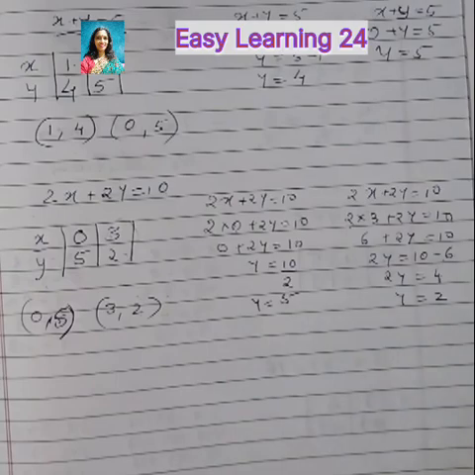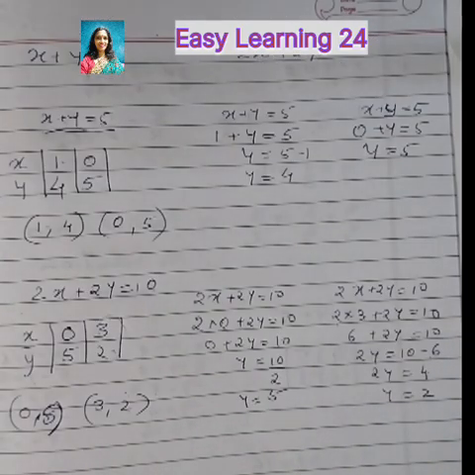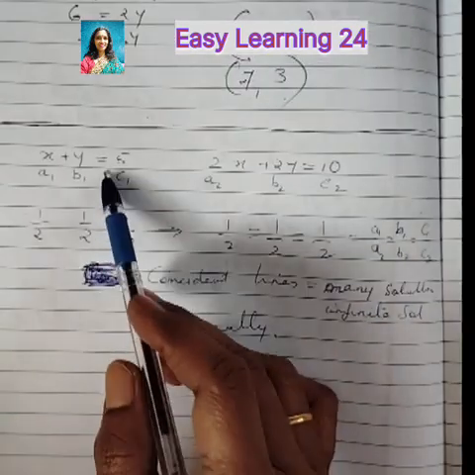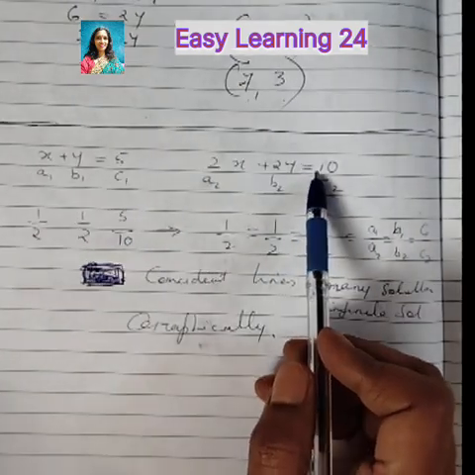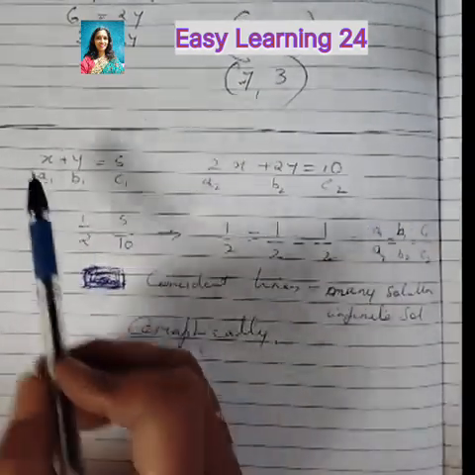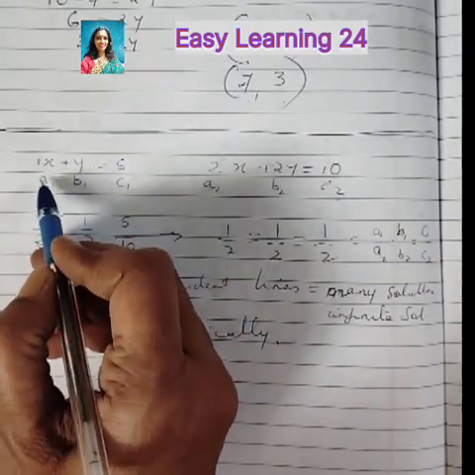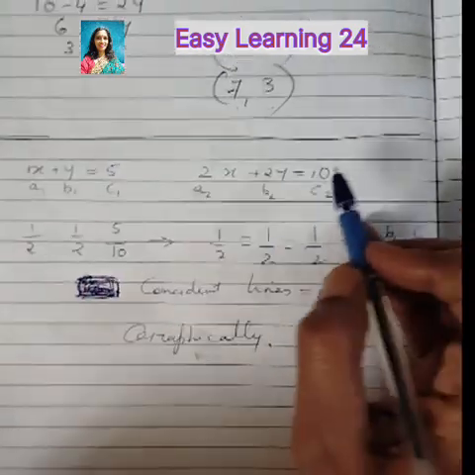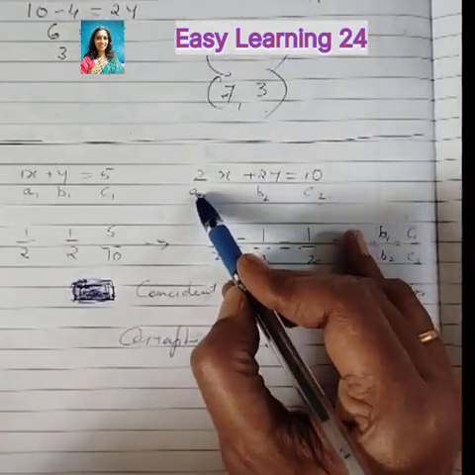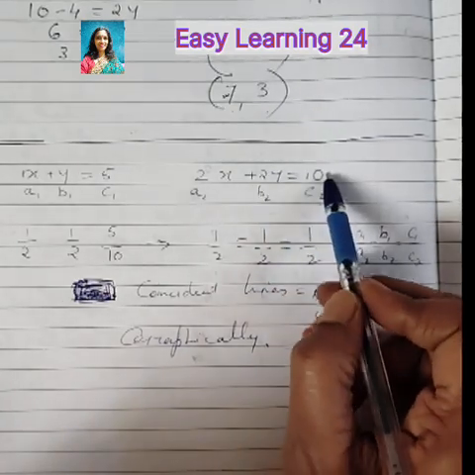Now we are going to see if the lines are intersecting, coinciding, or parallel. Let's check that out. The two lines are x plus y is equal to 5, and the second line is 2x plus 2y is equal to 10. So this is 1x, 1y. So a1 is 1, b1 is 1, c1 is 5. Similarly here a2 is 2, b2 is 2, and c2 is 10.